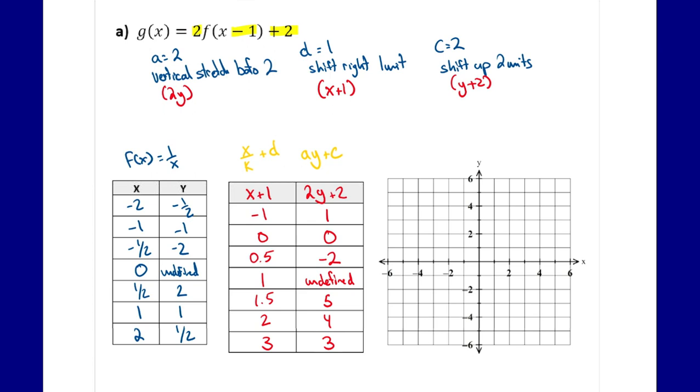So now I can go through and plot my points. Right? So -1 and 1, 0 and 0, and 1/2 and -2. Draw something like that. And I'm going to have at 1.5 and 5, 2 and 4, and 3 and 3. We could draw those points now.